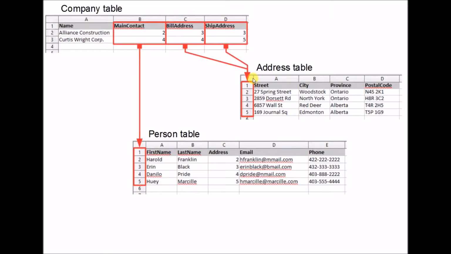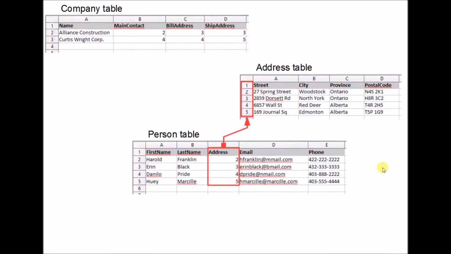In these next few illustrations, we will look at the relationship between the tables. The company table has three columns that are linked to two different tables. The main contact column links to the person table. The bill address and the ship address link to the address table. And the person table has a column called address that is linked to the address table. Now we will move on to the actual creation of the contacts database and then the creation of the DBWriter application.